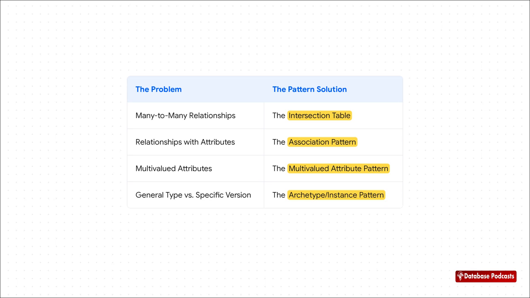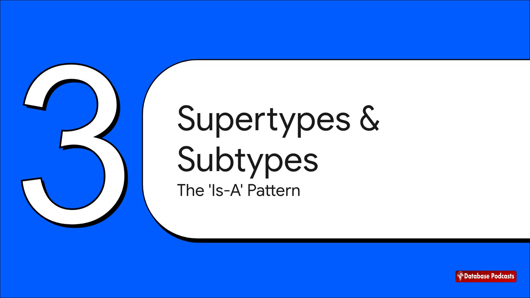So, as we've just seen, these ID-dependent entities are just incredibly versatile. They are the clean, correct solution for handling many-to-many relationships, storing data about those connections, managing multi-valued attributes, and modeling versions of a master entity. Super useful. Next up, let's explore a totally different kind of relationship.